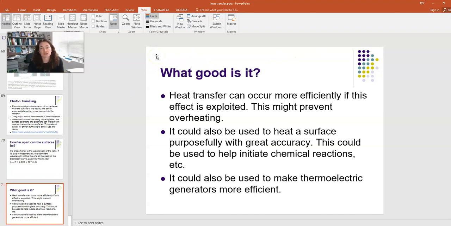Well, heat transfer can occur more efficiently if this effect is exploited, and this might help prevent overheating in nanoscale components and parts. It could also be used to heat a surface purposefully with great accuracy if you want to do that. And why would you want to do that? Well, maybe you want to give something a kick and initiate a chemical reaction or something like that. And it could also be used to help make thermoelectric generators more efficient.